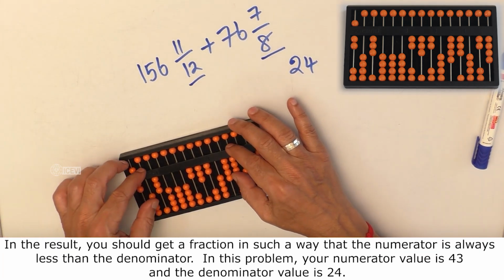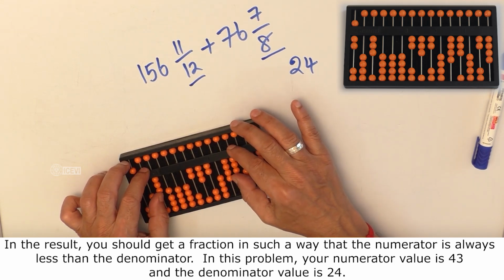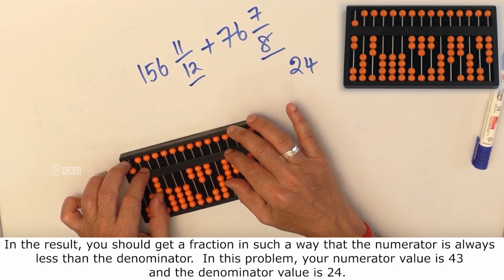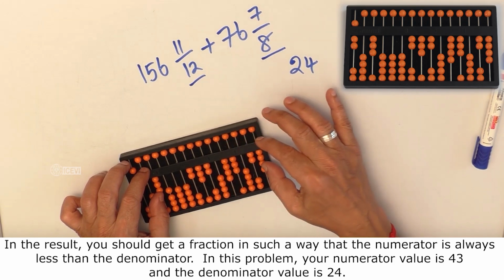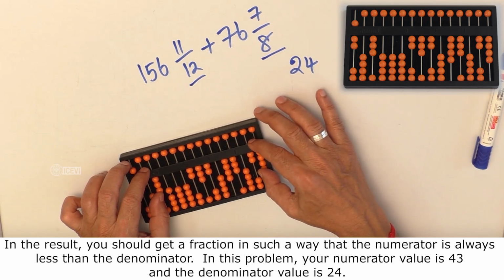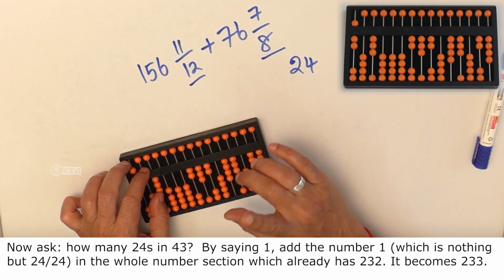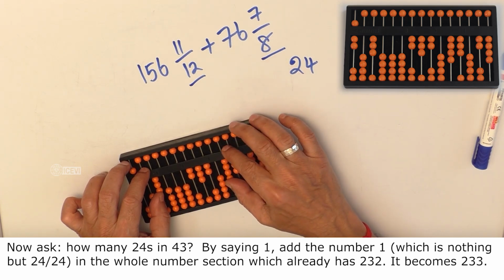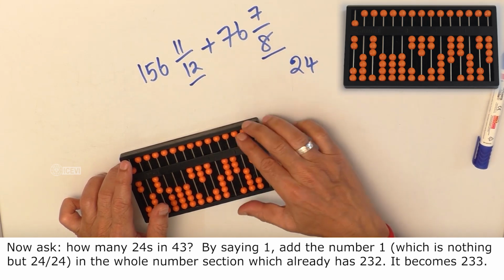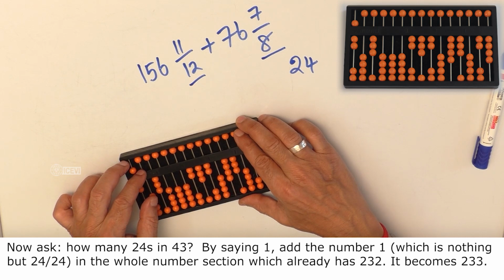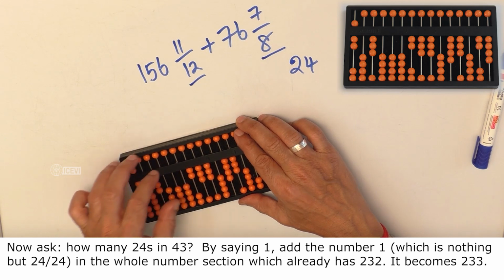In this result, you get a fraction in such a way that the numerator is always less than the denominator. In this problem, your numerator value is 43 and the denominator value is 24. Now ask how many 24s in 43? By saying 1, add the number 1, which is nothing but 24 divided by 24, in the whole number section, 232. Now it becomes 233.